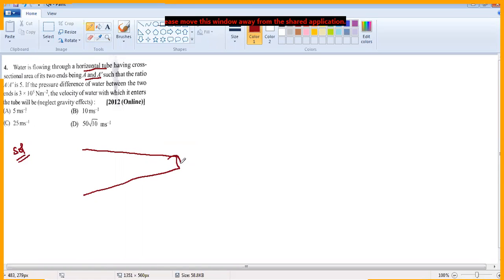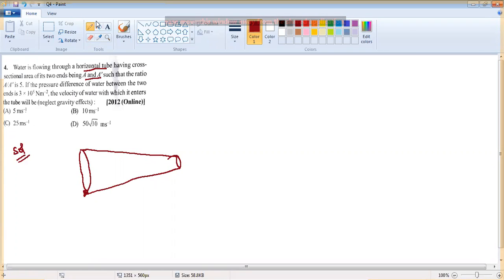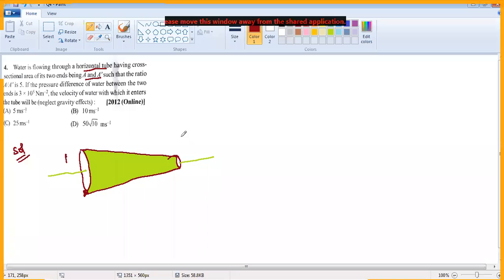This is one cross section. This is another cross section. Do you understand the point now? So water is flowing here. This is the cross section here. So this is A. This is A dash. So given is A by A dash equals 5.